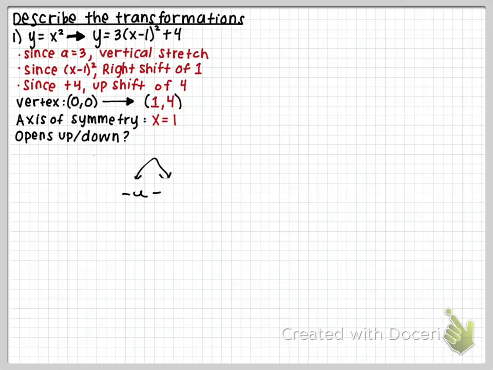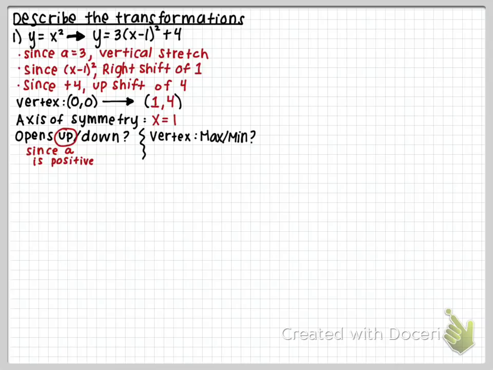Is A positive here or is it negative here? It's a positive 3, isn't it? So it's going to open up since A is positive. And last question, is the vertex a maximum or a minimum? It's going to be a minimum since A is positive. Because A is positive, it's going to open up. It's going to look like this graph. So if it looks like that, we have a minimum point.